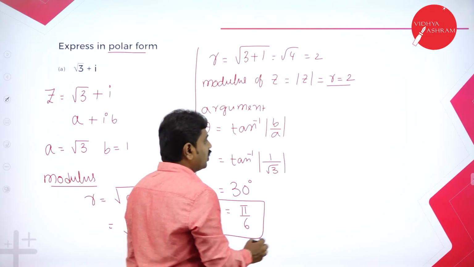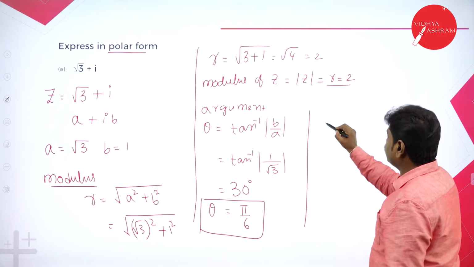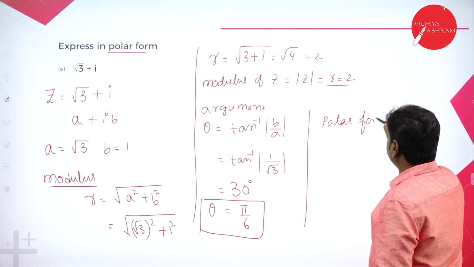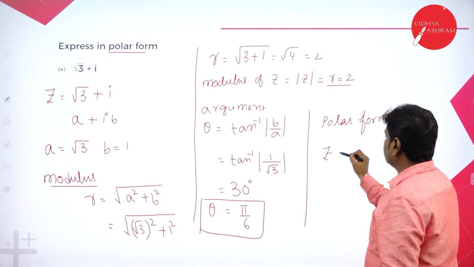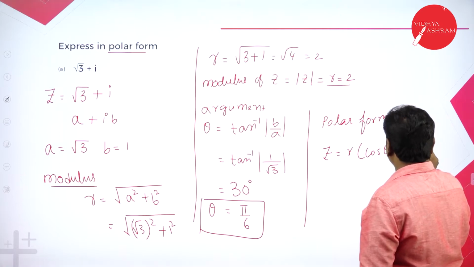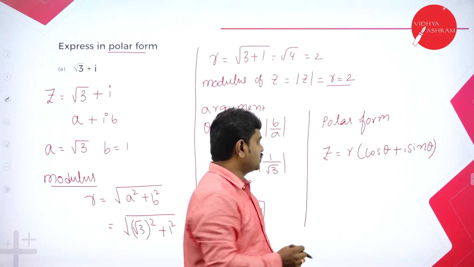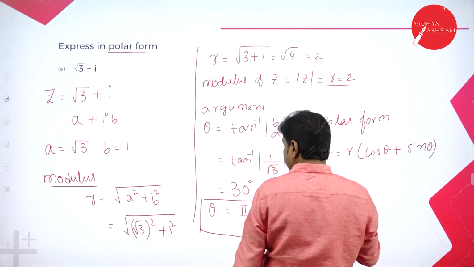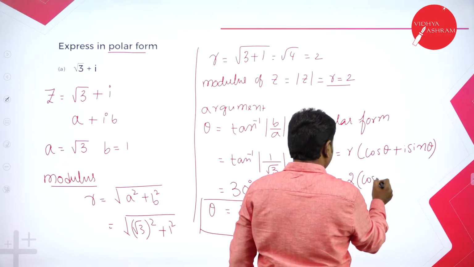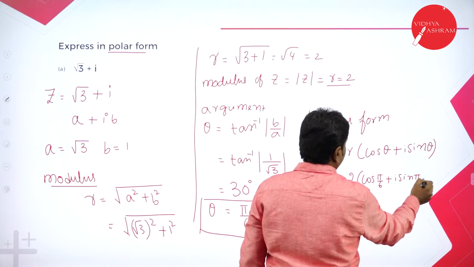They want polar form. They are interested in what form? Polar form. So what is a polar form? Polar form of a complex number: Z is equal to r cos theta plus i sin theta. What is the r value? The r value we got is 2. So cos pi by 6 plus i sin pi by 6. This is the polar form.